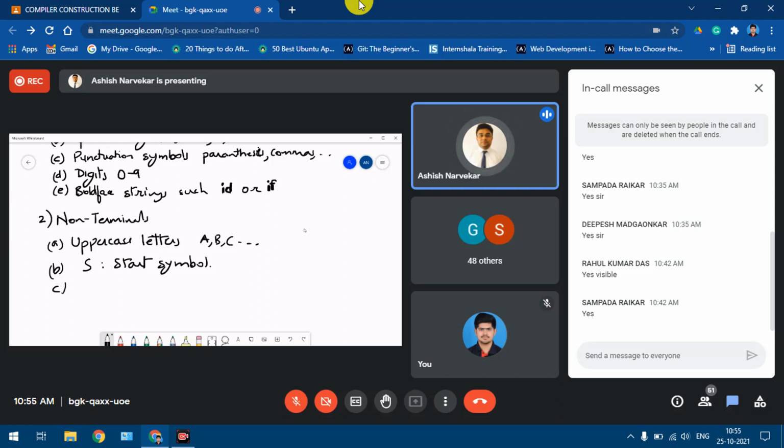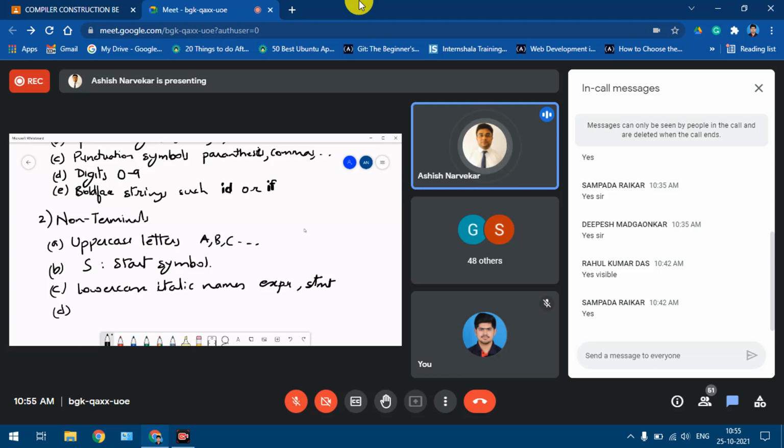Then the third convention could be something like lowercase italic names. Lowercase italic names means actually lowercase names in the italics font. Okay, so something like expr or stmt, statement, something like this. This can be considered as non-terminals.